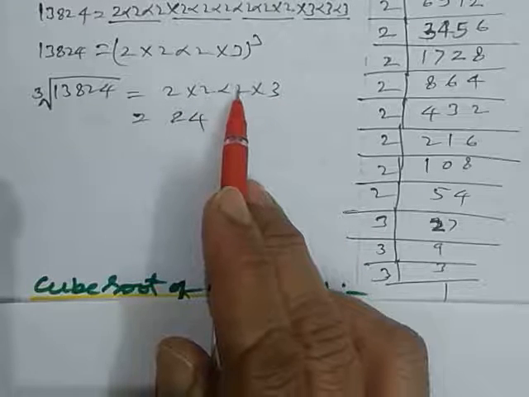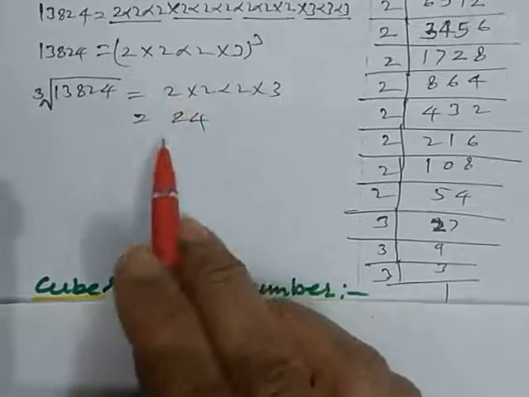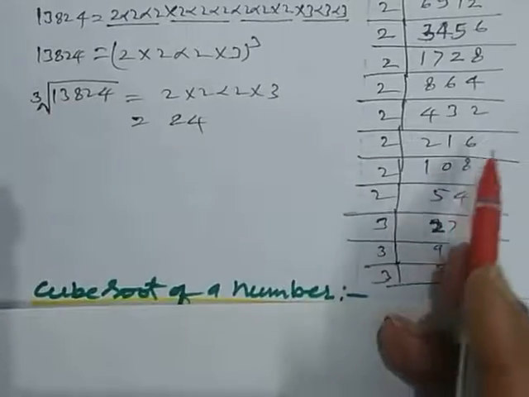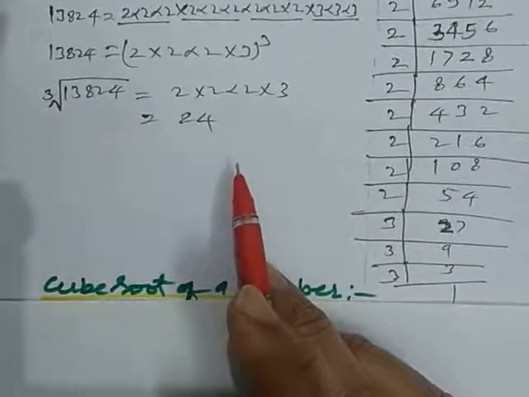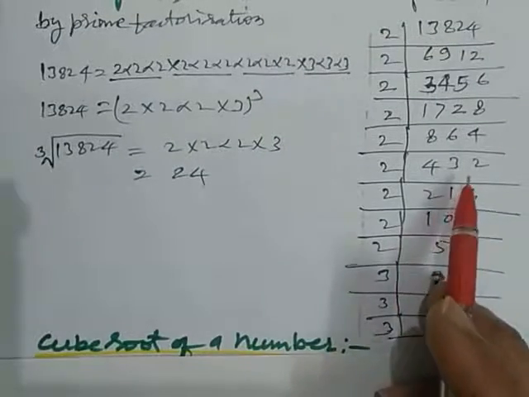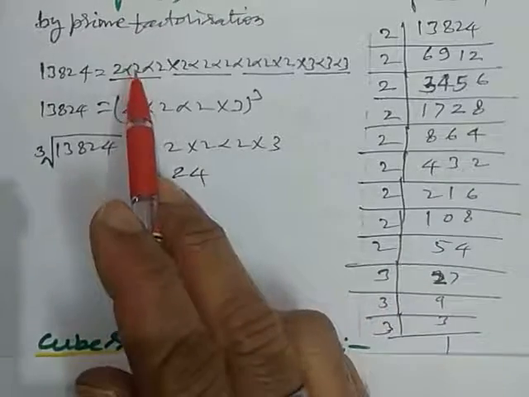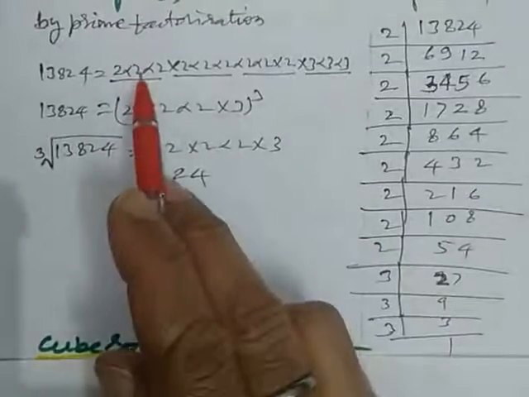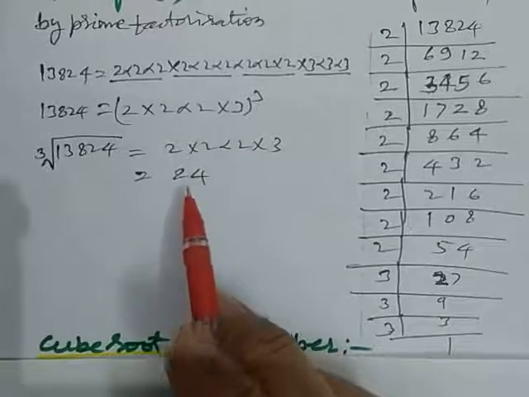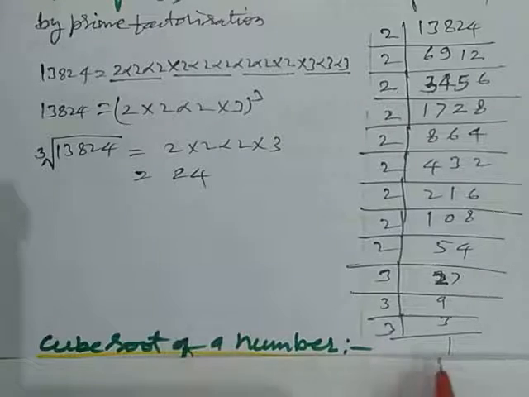3 2 is 6, 6 2 is 12, 12 2 is 24. So 24 is the cube root of this 13824. So this way you can find the cube root of any given number. First of all, you have to prime factorize, then make groups of 3 and select one from each, and then multiply. So you get the cube root of that number by prime factorization.